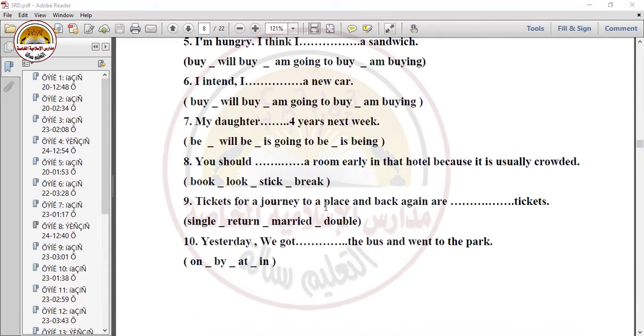Number nine, tickets for a journey to a place and back again: single, return, married couple tickets. Return tickets, to a place and back. Yes, this is return tickets. Number 10, yesterday we got on the bus and went to the park. Got on. Yes. Okay.